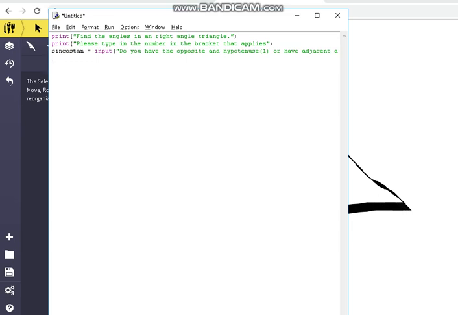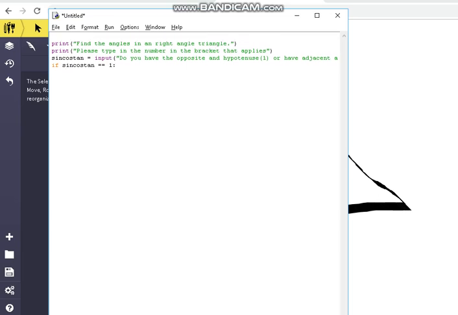Now if the user tells us opposite and hypotenuse, which is number 1, so if sine cos tan equals 1, over here we have to first calculate it. This is where we have to import a library. So we have to import math, which is a library, and then you do math dot, and then you do sine. Actually no, first of all you actually have to do opposite over the hypotenuse.